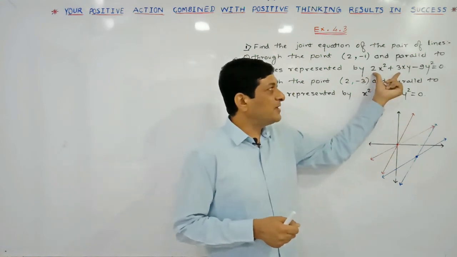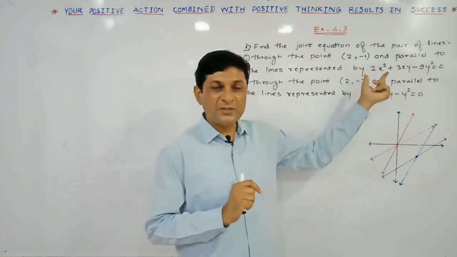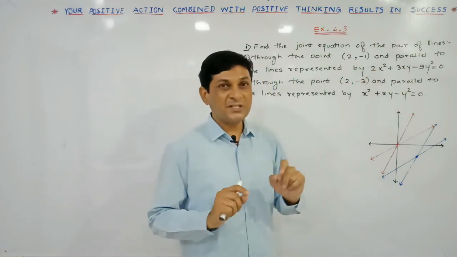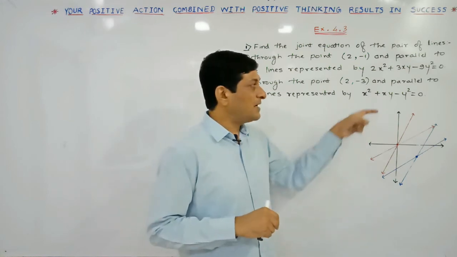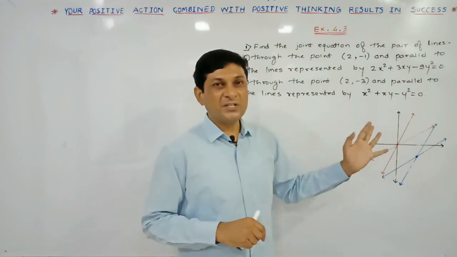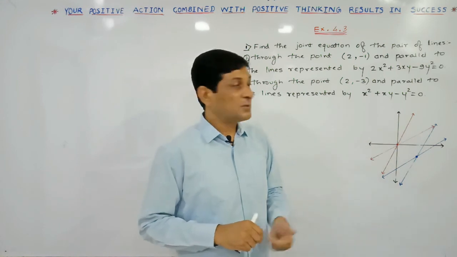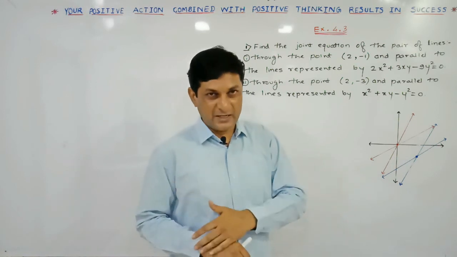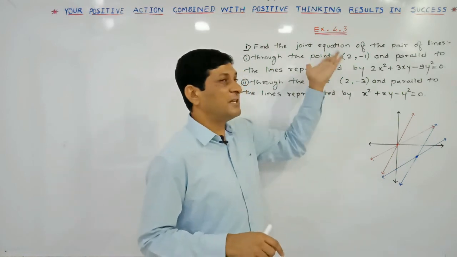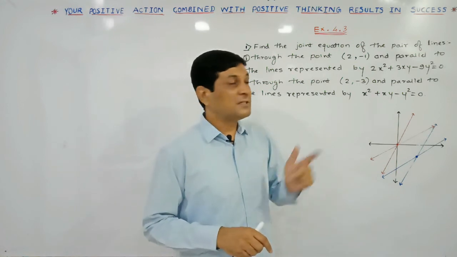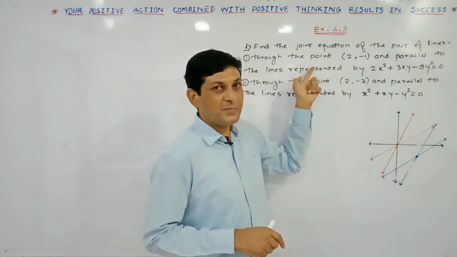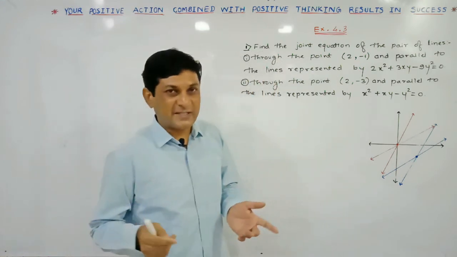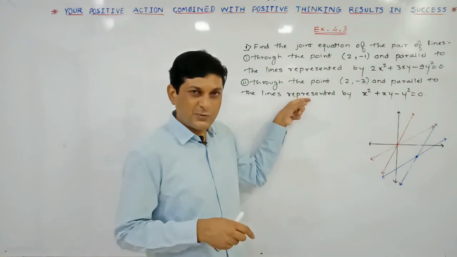In the first example, whatever the homogeneous equation given to us, we are able to find the separate equations of the lines represented by this homogeneous equation using the factorization method. And in the second example, this homogeneous equation cannot be factorized. So that's why to solve the second example we are using a different method, and this method is also applicable in the first example, but the method we are discussing in the first example cannot be applied in the second example.